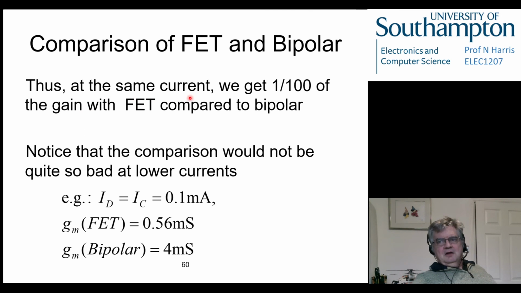So therefore, at the same current, for 10 milliamps going through it, we will get about 1/100th of the gain with a FET compared to the bipolar. But notice that the relationship is not quite so bad if you had lower currents, and lower currents is not a bad thing because it makes things a bit more efficient. So if you reduced your bias current down to say 0.1 milliamp instead of the 10 milliamps, now the gain of the FET is 0.56 millisiemens and the bipolar is 4. Now these are not big numbers, but they're not 1/100th of each other now. It's a lot less, and that's because of the relationship that's going forward.